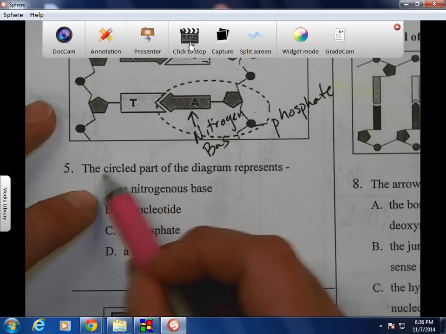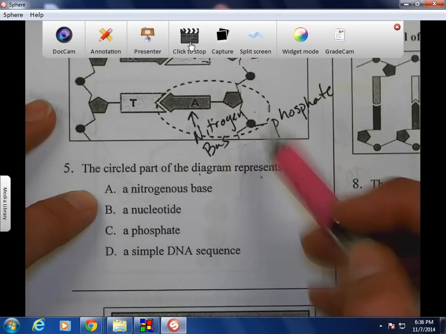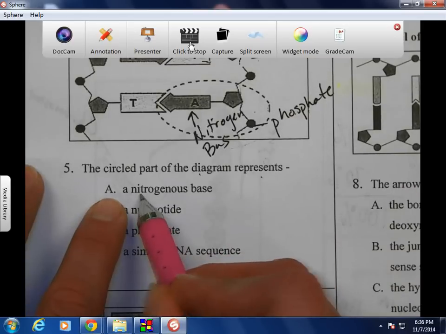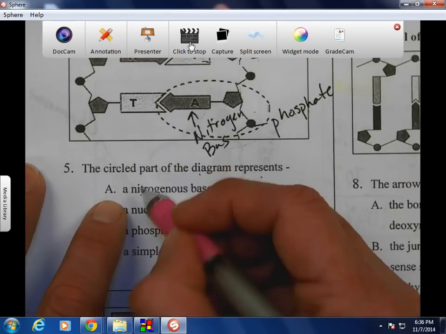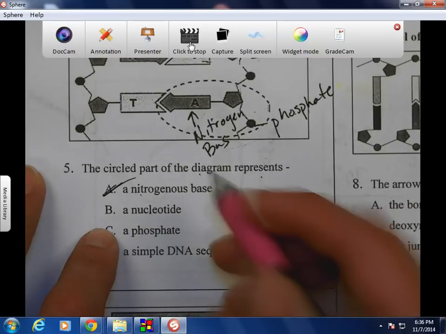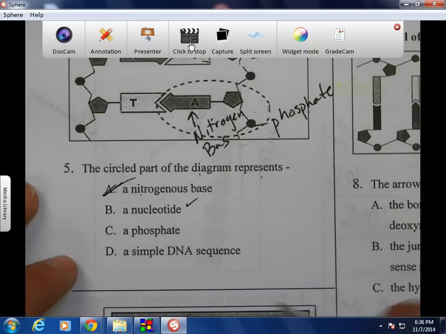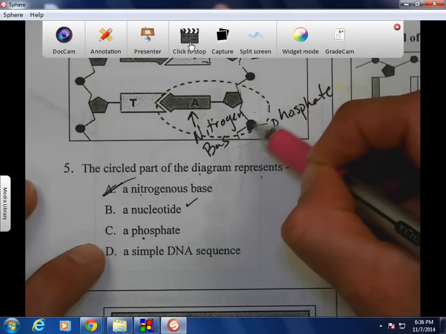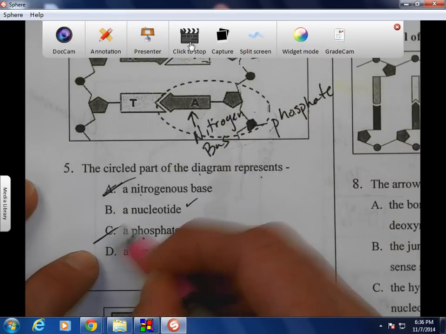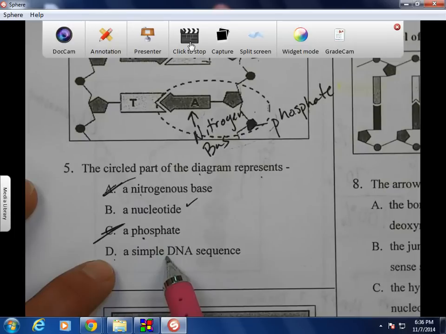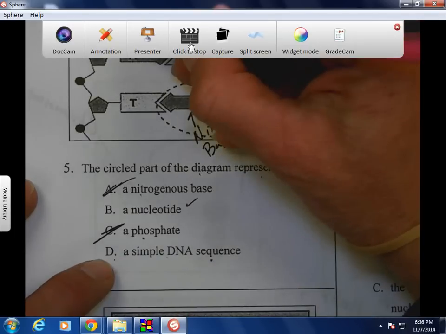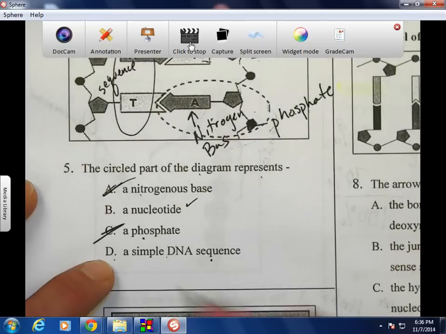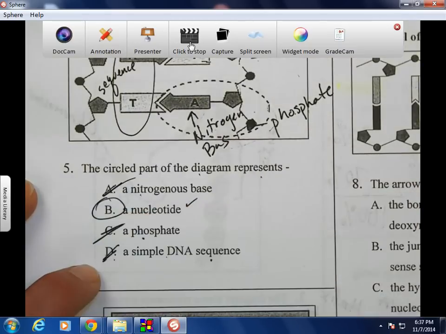It says the circled part of the diagram represents. It has a nitrogen base, a phosphate, and a sugar. Well, it's not a nitrogen base because I've already labeled that. A nucleotide, I think that's what it is, but I'm going to go down a little bit further and see the rest of the answers. A phosphate, well, here's my phosphate. That's only one part of what's circled, so that's not it. A simple DNA sequence, well, this is the sequence right here. So that's not it. So it is a nucleotide.